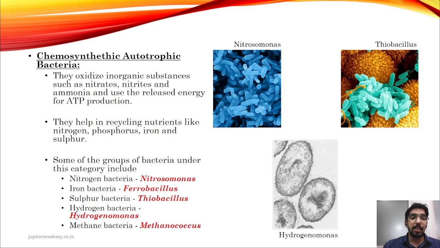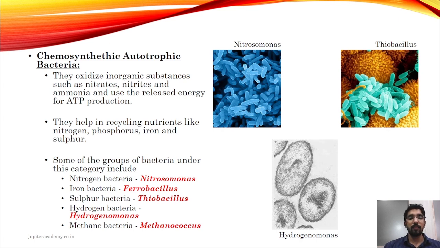Next is chemosynthetic autotrophic bacteria. Here they use inorganic chemicals such as nitrates, nitrites, and ammonia, and use the released energy from such chemicals for ATP production. They help in the recycling of nutrients such as nitrogen, phosphorus, iron, and sulfur.